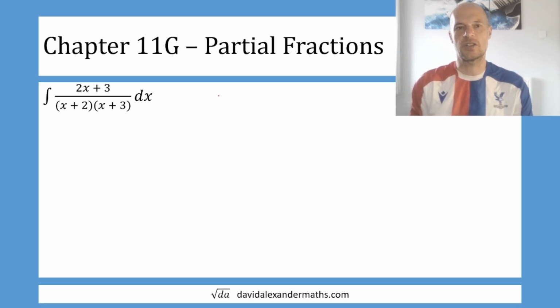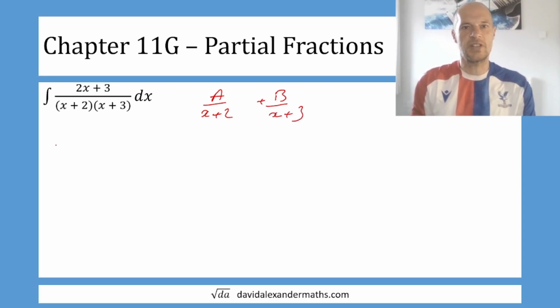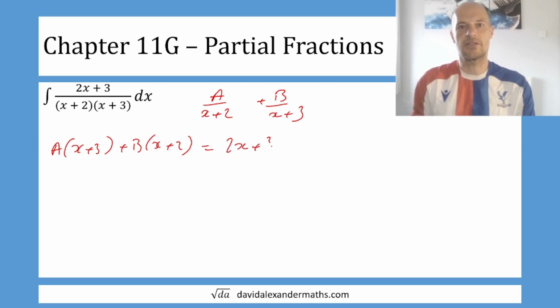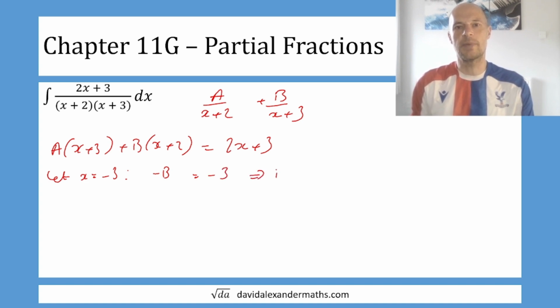Sometimes an exam question will first of all ask you to write it as partial fractions. So we know that this is a over x + 2 plus b over x + 3. So what we're saying is that a lots of (x + 3) plus b lots of (x + 2) equals 2x + 3. So let's let x equal -3, so that will eliminate the a. So -3 plus 2 is -1, so that's going to be -1b equals 2 lots of -3, which is -6. -6 plus 3 is -3, so therefore b is 3.